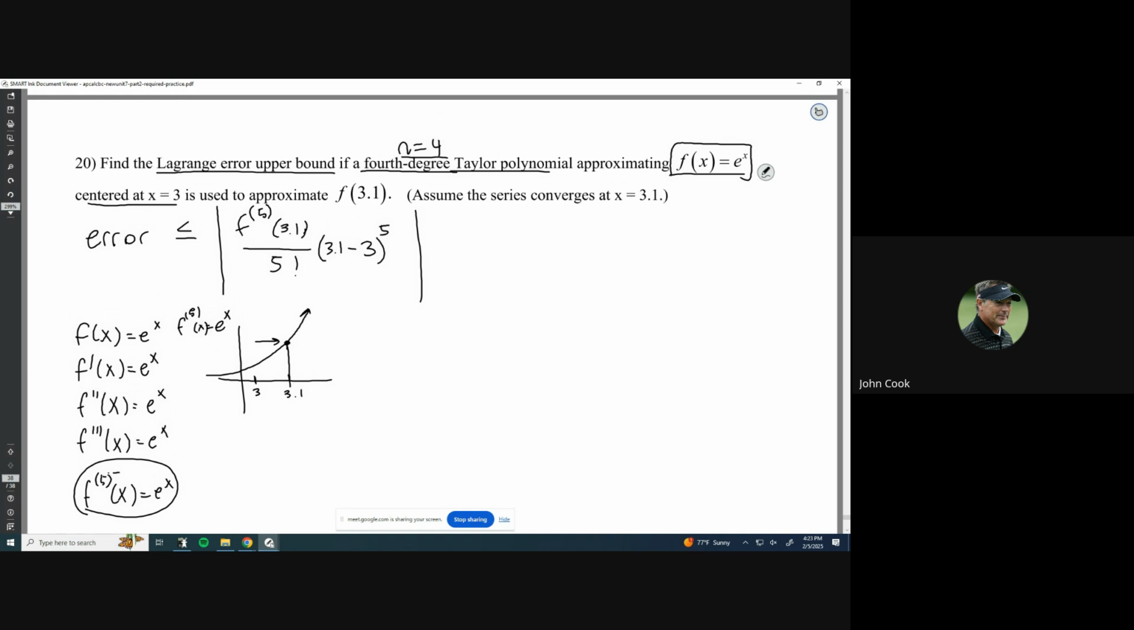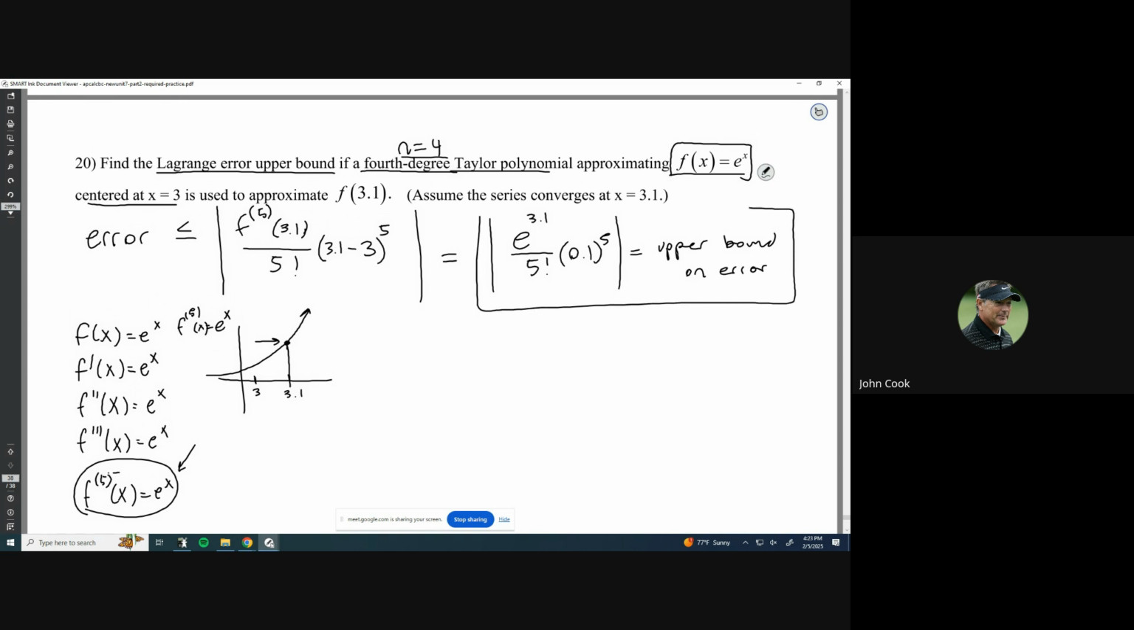Okay, so now let's calculate this out. So this is going to be equal to the absolute value of, and then remember the 5th derivative is e to the x. So if I plug in 3.1, I get e to the 3.1 over 5 factorial. And then 3.1 minus 3 is 0.1 raised to the 5th power. So whatever that number is, that's going to be my upper bound. There we go. You just leave it like that if you want. I'm sure that's good enough.